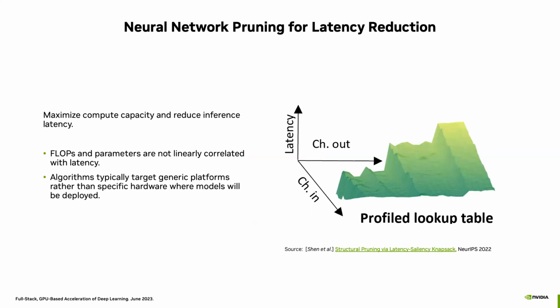So here we plot the latency of the layer by changing the channel number. You can see that the latency on a real device is not linearly correlated to the number of parameters or the FLOPs. It turns out to be a staircase pattern, for example. And different GPUs have different kinds of patterns. So if we just apply some generic pruning, it is highly likely that we are not maximizing the compute capacity and the latency is not optimized.